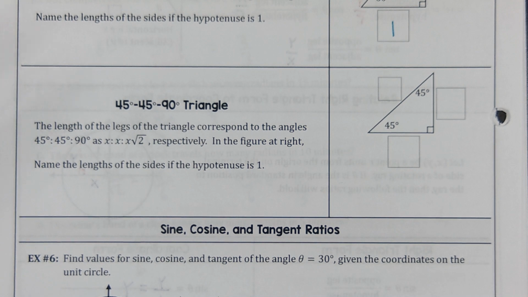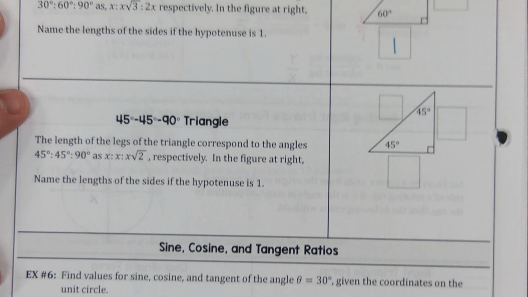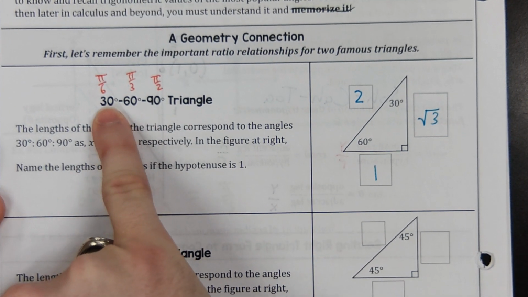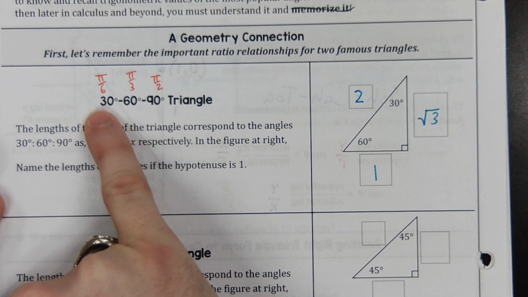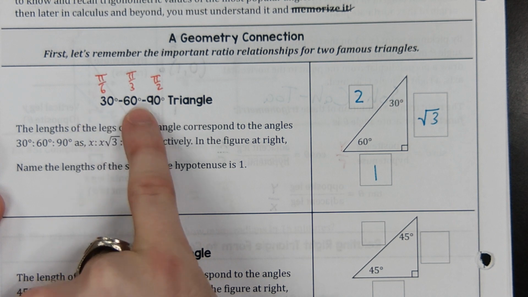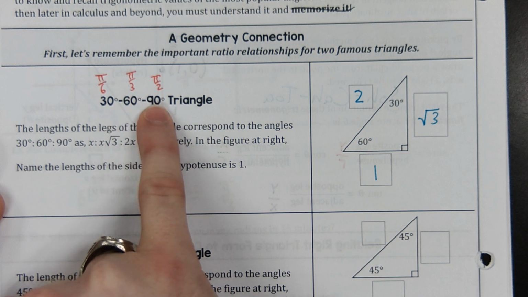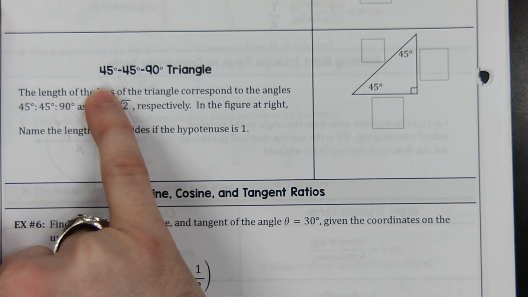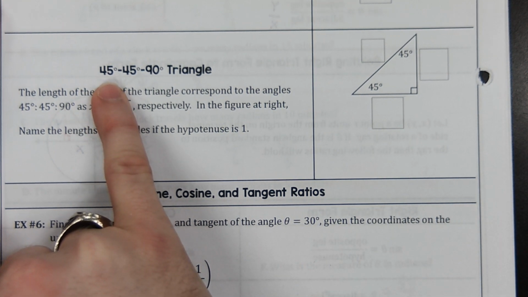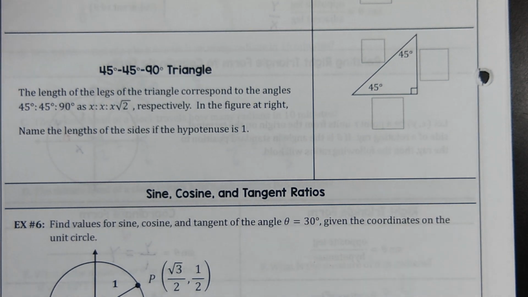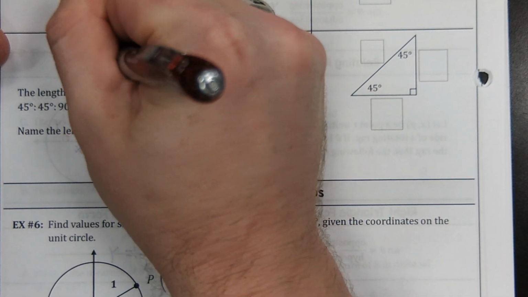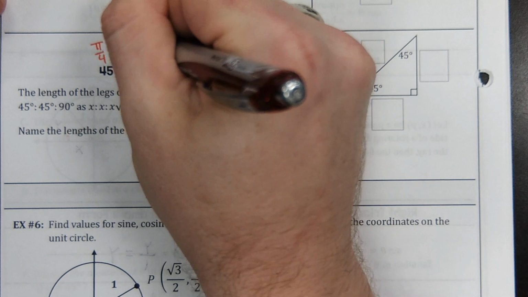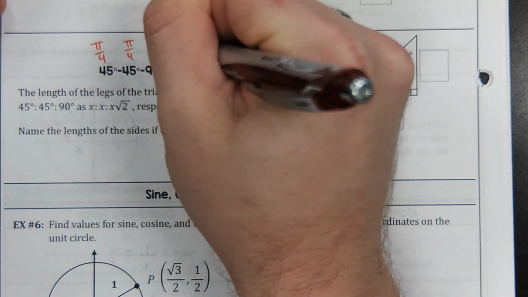But like I said, you do need to have your degrees to radians memorized for these special angles. So we already know 30 degrees is 1/6 of 180, so it's pi over 6. 60 degrees is 1/3 of 180, so it's pi over 3. 90 degrees, half of 180, pi over 2. 45 degrees is 1/4 of 180, so this is a pi over 4, pi over 4, and a pi over 2.